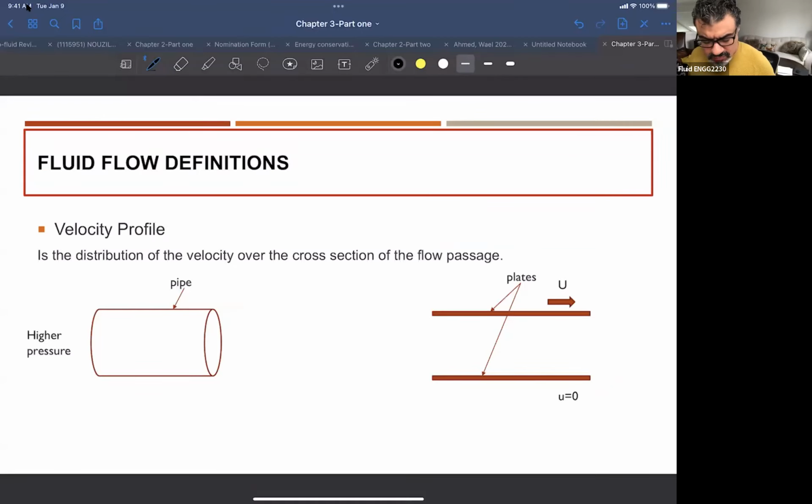Another very important definition before we start this chapter is something called the velocity profile, okay? What does a velocity profile mean?